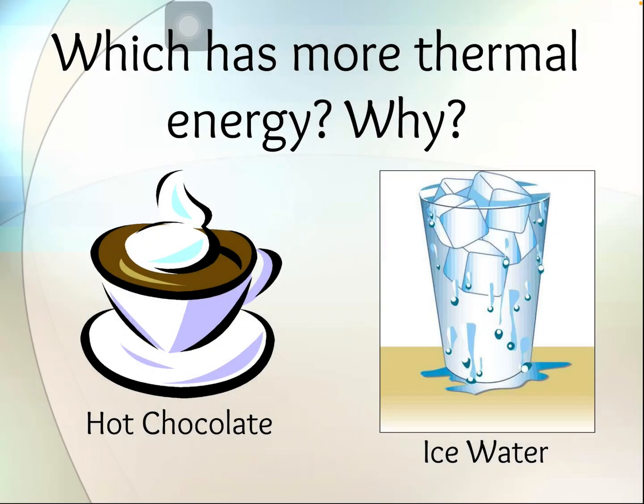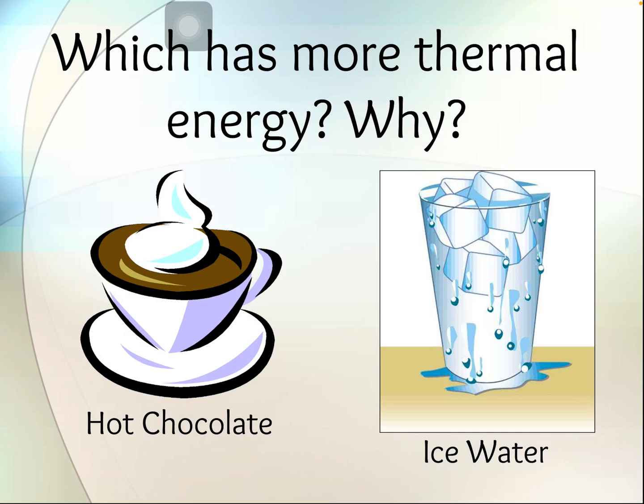So, which of these two has more thermal energy and why? This is kind of a strange question. Now, the obvious answer might be, of course, the hot chocolate, right? The particles in the hot chocolate are going to be moving more. What if we only had a very tiny bit of hot chocolate and a large amount of ice water? Is it possible that the ice water could actually contain more thermal energy? And the answer is yes.